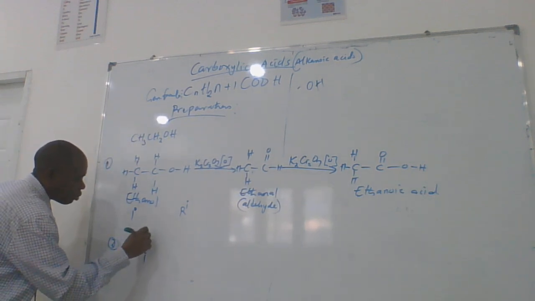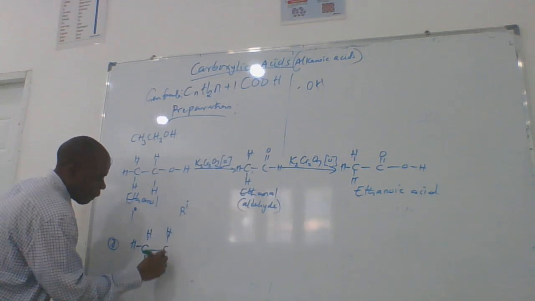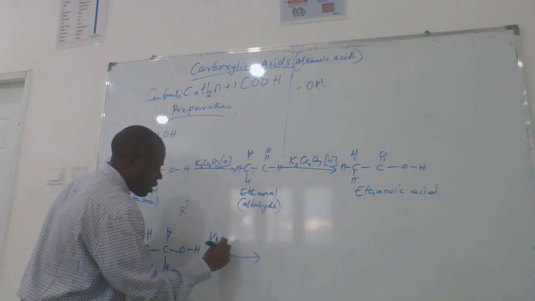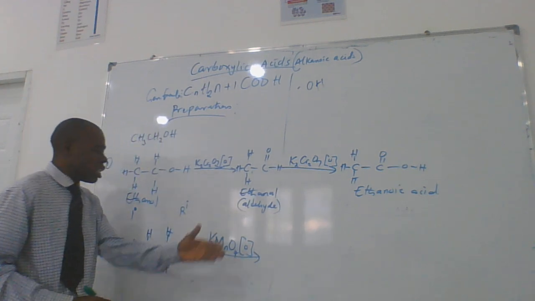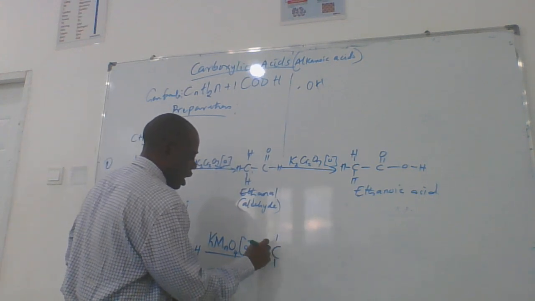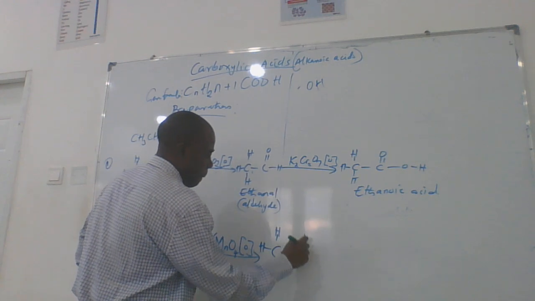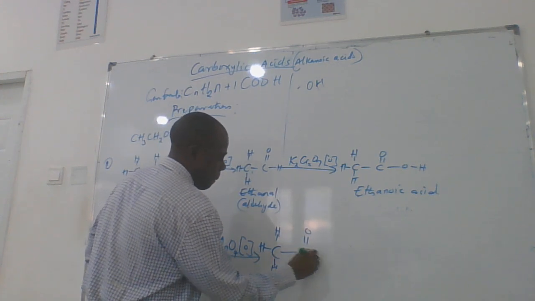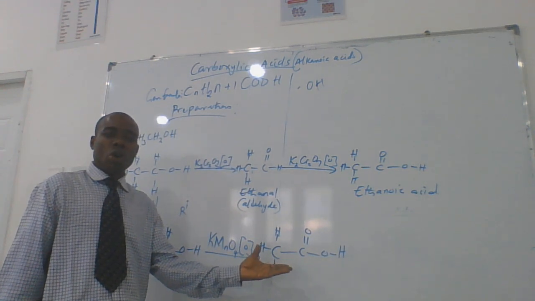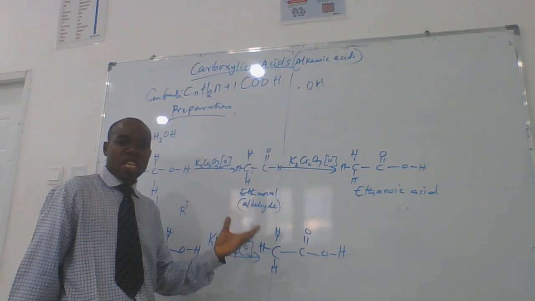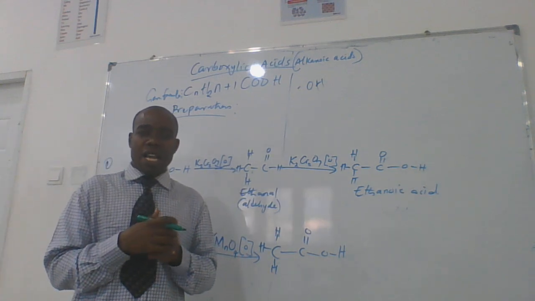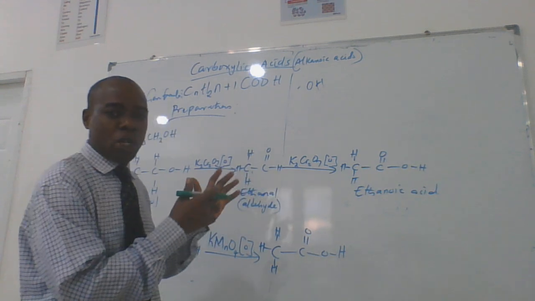Still from the same primary ethanol, I'm using ethanol and KMnO4 now, like I said. In this case, the product formed is directly ethanoic acid. So this is the second method, by using a strong oxidizing agent, KMnO4. This is just a brief introduction on the preparation of a carboxylic acid. I hope we got this particular method clear.